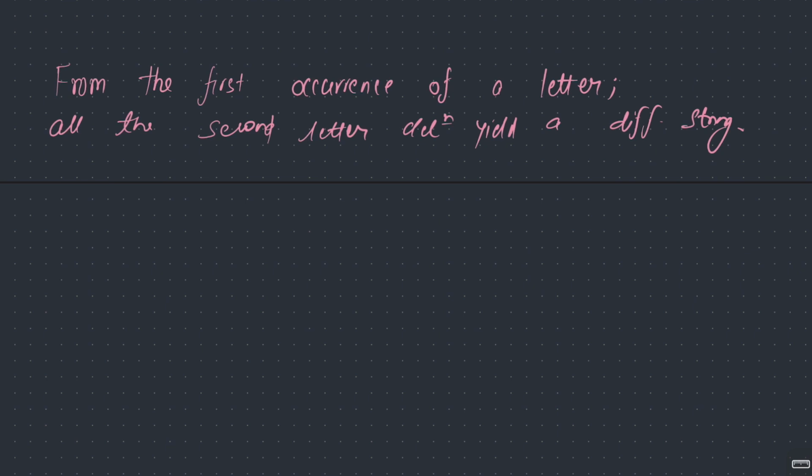All in all, what it proves is that from the first occurrence of a letter in the string, all the second letter deletions going forward yield a different string, right? You just don't need to consider other occurrences of this letter. Now here, there can be only a maximum of 26 unique characters in your string, right? Because it is given that your string only contains lowercase letters.